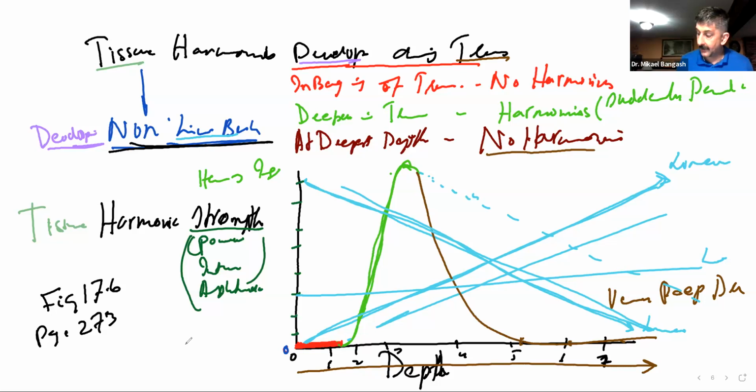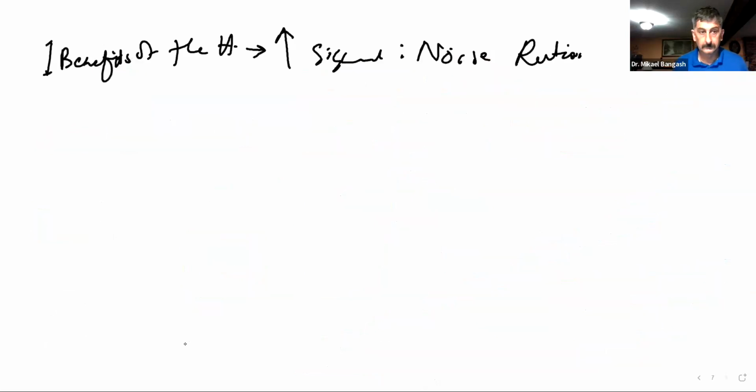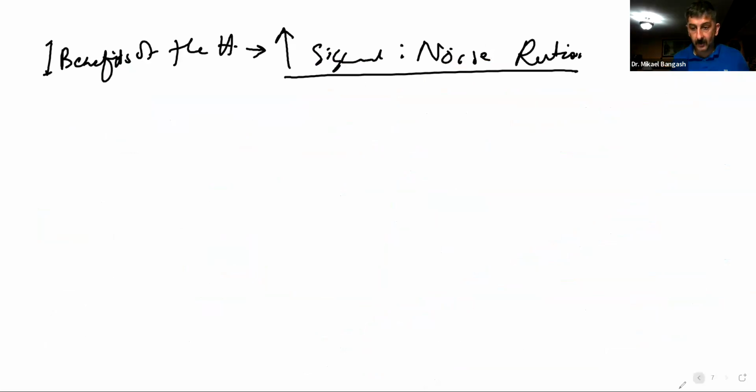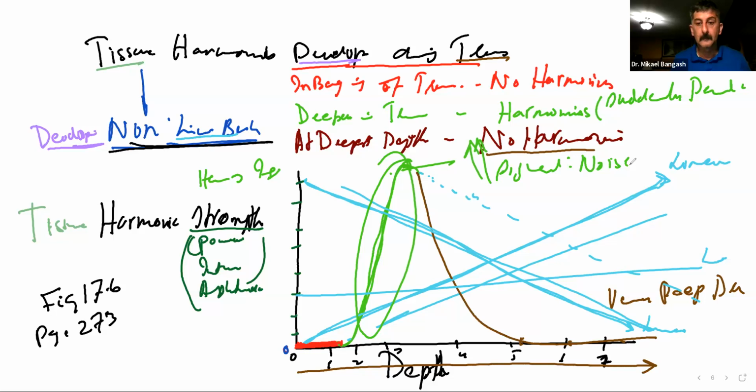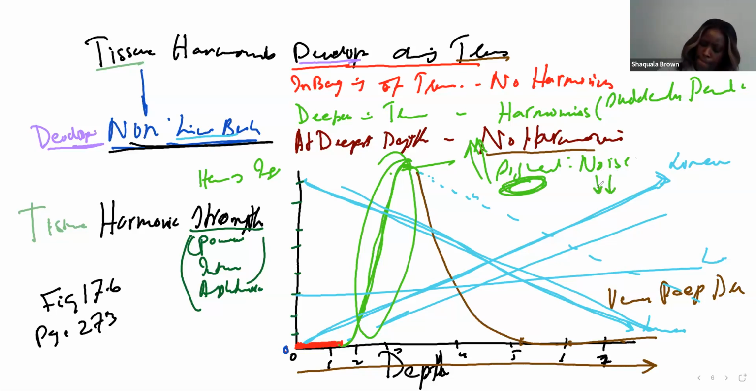Now, just look at the following sentence. It says, the use of harmonics increases the signal to noise ratio, which may mean that due to the increased strength of the harmonics, there will be a great increase in the signal to noise ratio. That means you will have more signal and lesser noise.